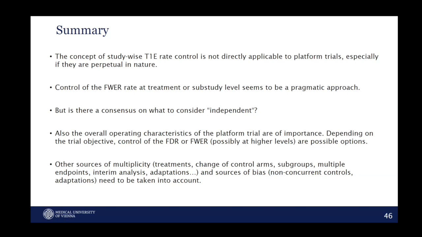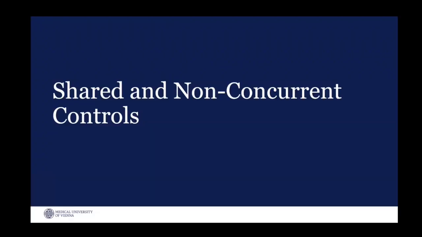But do we really have a consensus on what we have to consider as independent? And also the overall operating characteristics of platform trials are important. Depending on the trial objective, the control of the false discovery rate or the family-wise error rate are a possible option. And also other sources of multiplicities have to be taken into account on which adjustment makes sense. And as said before, when we speak about adaptations, there you would have to use the same methodology as in traditional trials. Good. So now let's move on to the next big block.